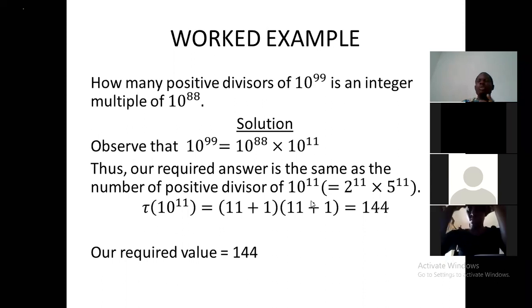When you identify these divisors, the divisors we require in our question are simply 10 raised to the power 88 times each of these divisors. Of course, one of the divisors of 10 raised to the power 11 is 1. So 1 times 10 raised to the power 88 satisfies the constraint of our question. Another divisor is 2, so 2 times it satisfies the constraint too. By so doing, the number of divisors we get at the end of the day is the same as the number of divisors of 10 raised to the power 11.